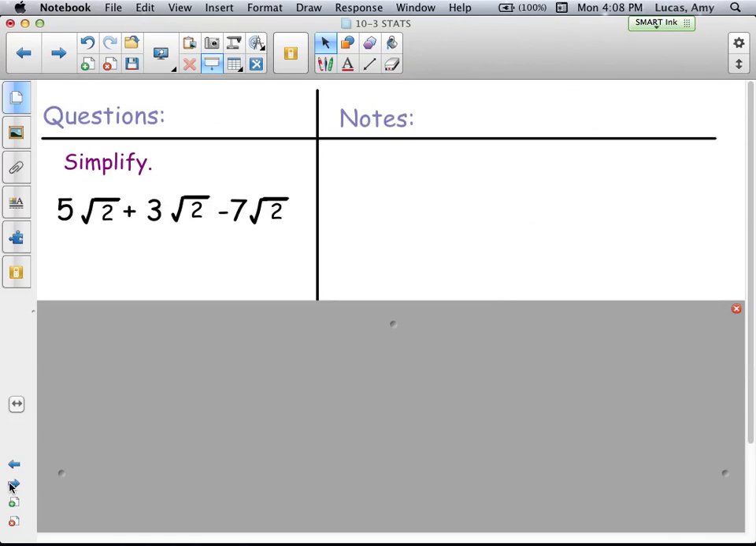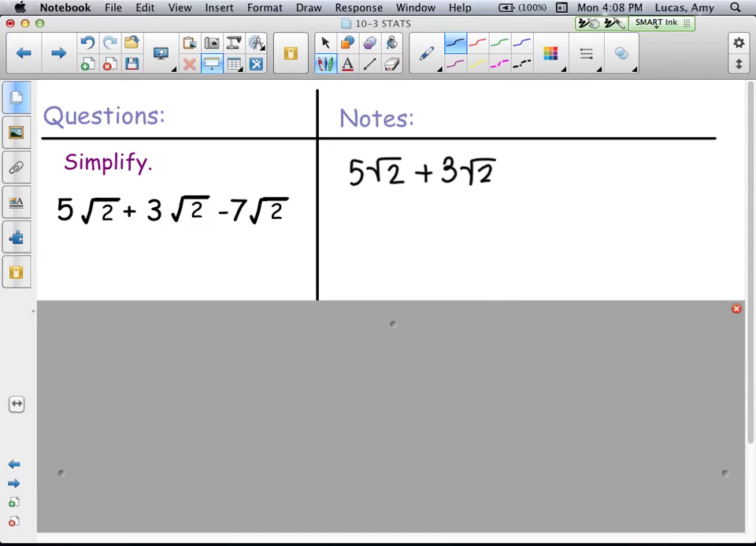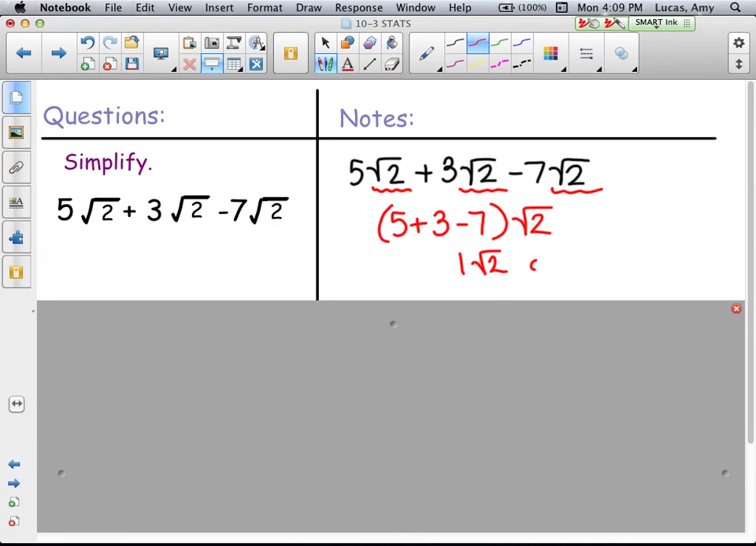Okay, my first example, hopefully you look at and notice that right away it has like radicands. So all of these square roots are the same. So what that means is I can take all of the numbers that are in front and simplify them. And I only have to write the square root of 2 once. So 5 plus 3 is 8. 8 minus 1 is 7. So it's 1 times the square root of 2, or just the square root of 2.